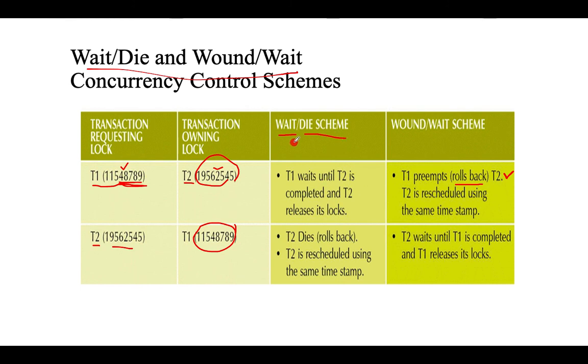In case of wait-die, here T2 dies and rolls back automatically by itself. T2 is rescheduled using the same timestamp. And in the wait-wound scheme, T2 waits until T1 is completed and T1 releases its lock by itself. That was about the wait-die and wait-wound.